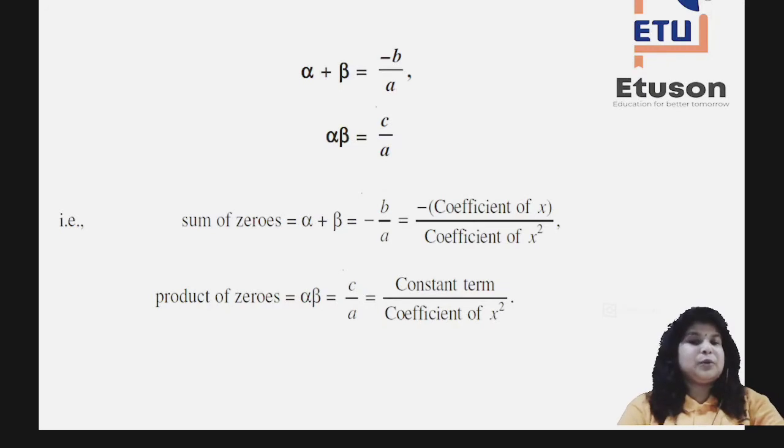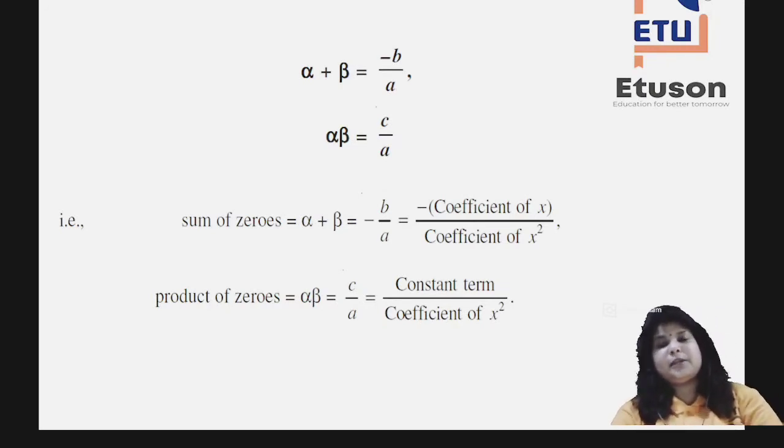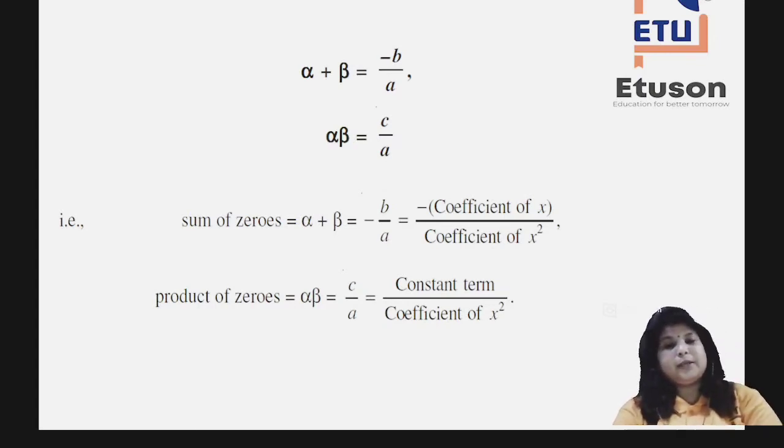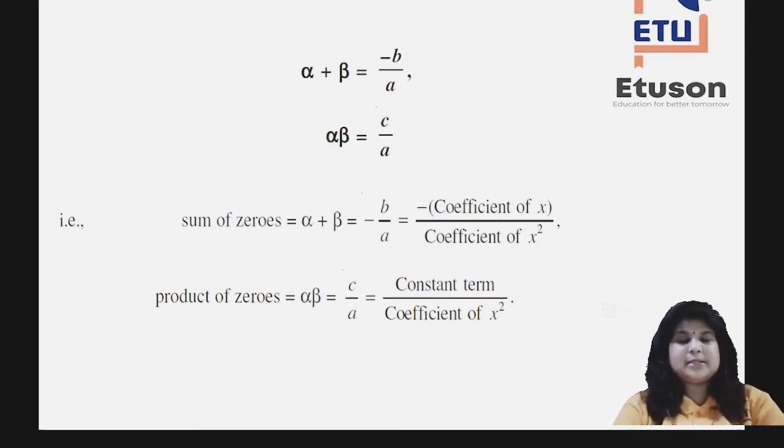So इसको याद रखने का easiest method क्या है? Denominator तो same है तुम्हारा, that is coefficient of x square. Only numerator is changing. तो summation के time it is minus of b है जो कि coefficient of x है, और product के time the numerator is the constant term. So just remember this particular relationship.